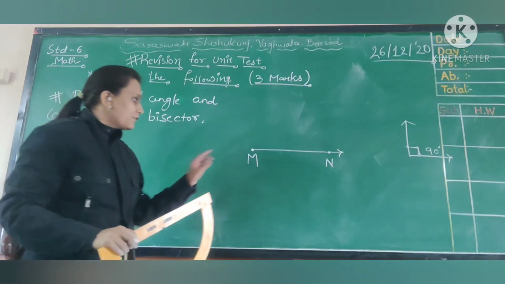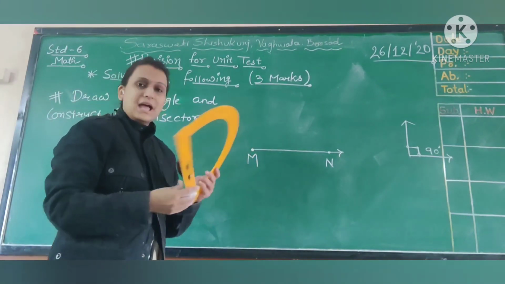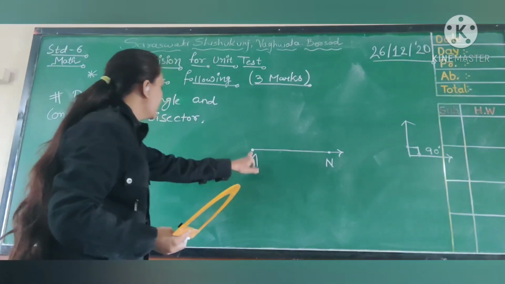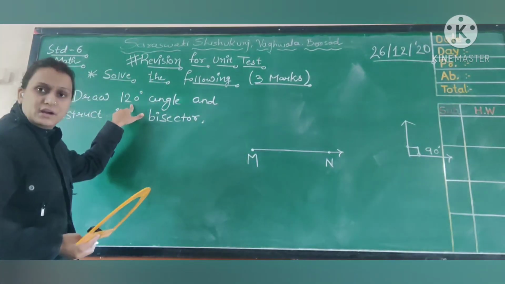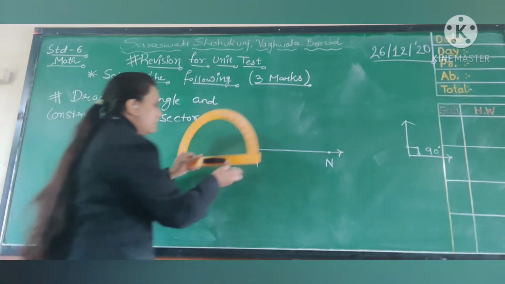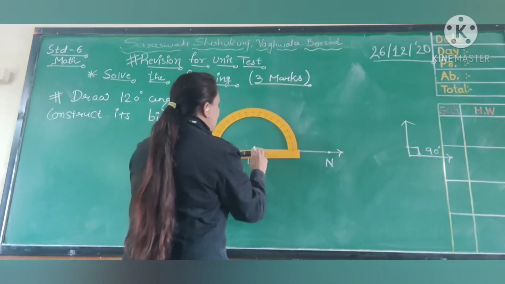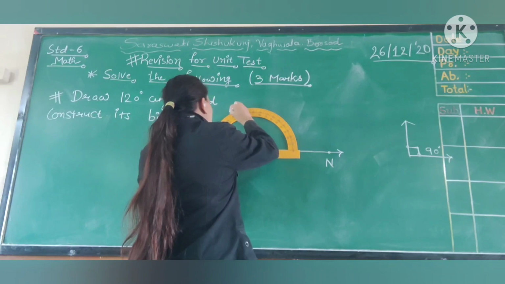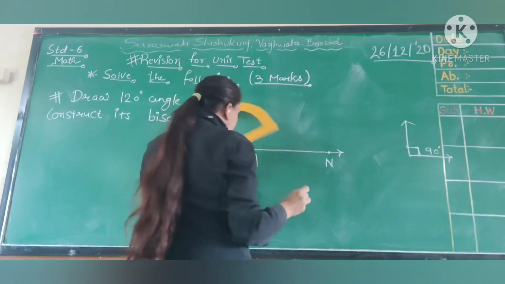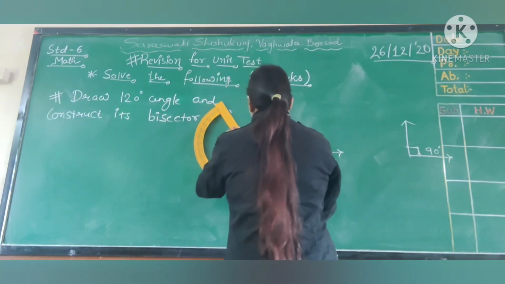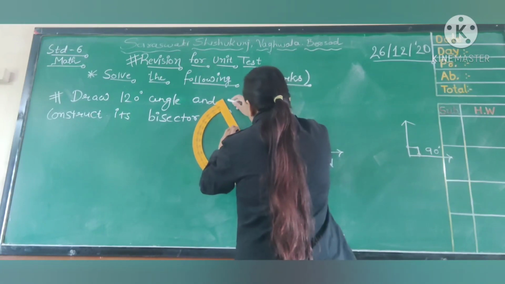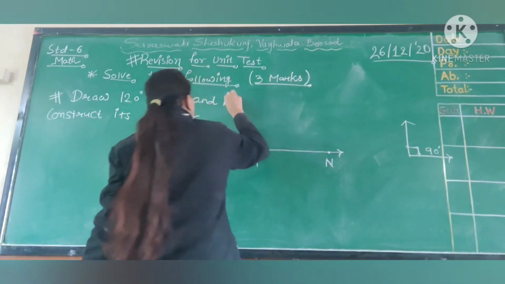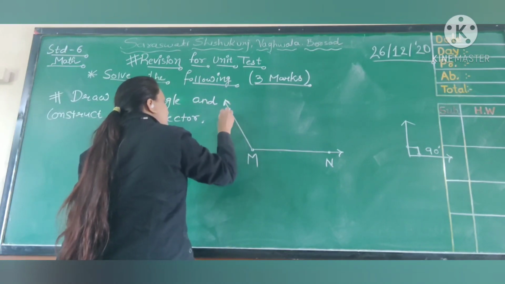Now from point M, with the help of a protractor, we have to construct 120 degrees. So fix your protractor on point M and then mark 120 degrees. It is an obtuse angle, greater than 90 degrees. Now we have to join these 2 points. So this is your 120-degree angle.